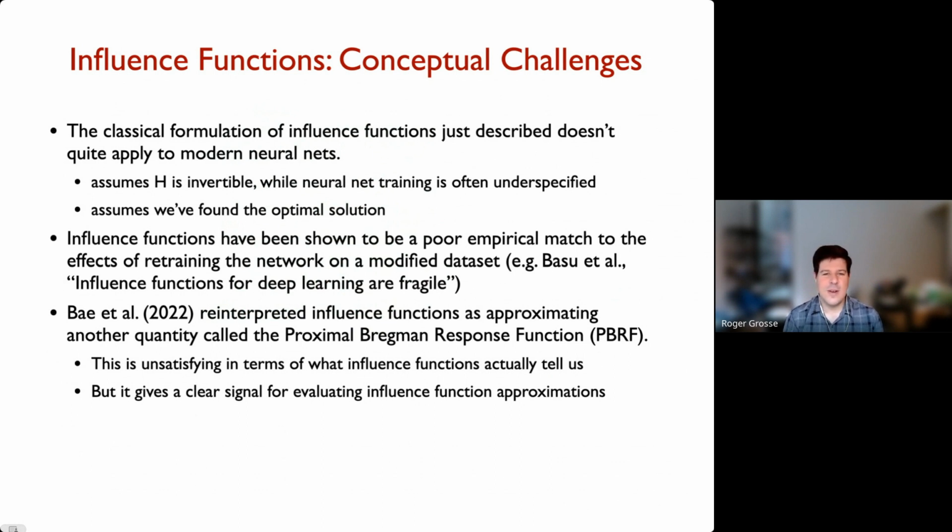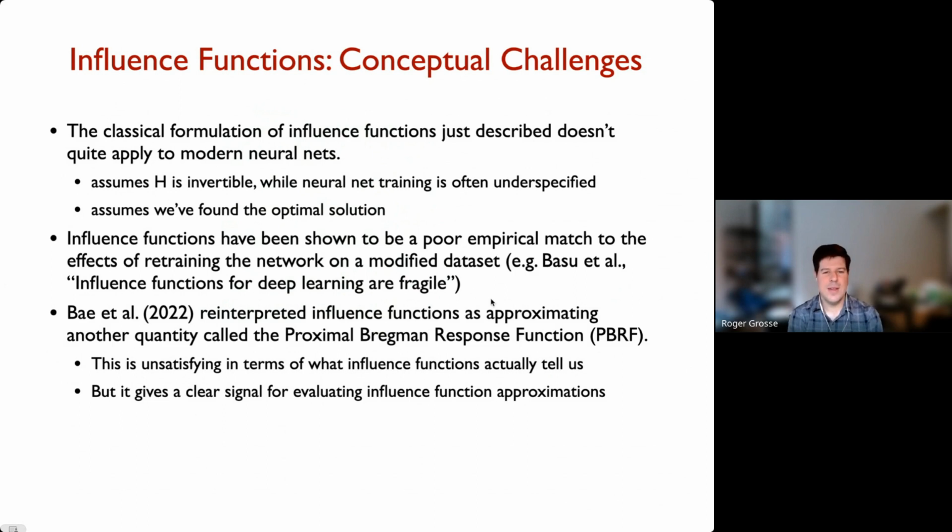And so I think largely because of these reasons, previous work has found influence functions to be a fairly poor empirical match to the things they were motivated by measuring. So what happens if you remove a training example from the data set and retrain the network? This paper by Basu et al., called Influence Functions for Deep Learning Are Fragile, found these to be almost uncorrelated for most neural nets.